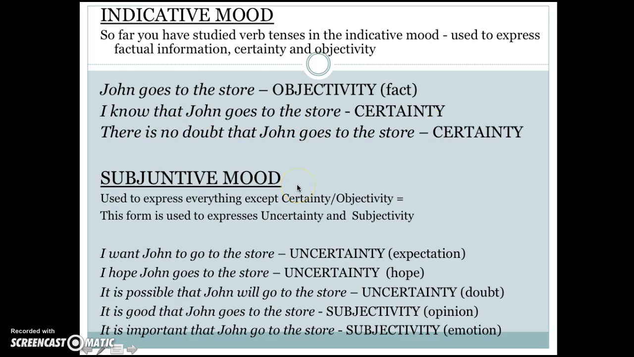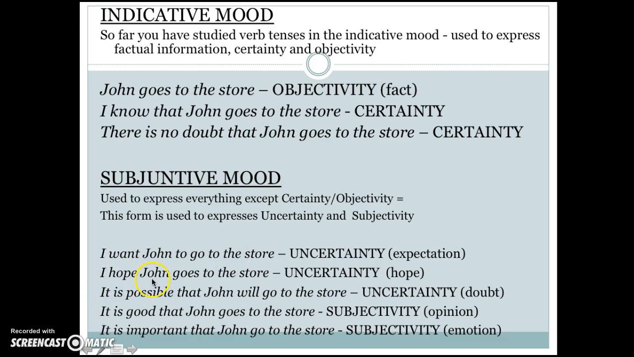The subjunctive mood, however, is used to express either uncertainty or subjectivity, which is more like opinion or an emotional reaction to something. So if I say, I want John to go to the store, the book describes this as expectation. I have the expectation that John go. Well, that doesn't mean that he will. It's not certain that John will go to the store just because I want him to. I use the subjunctive in Spanish.